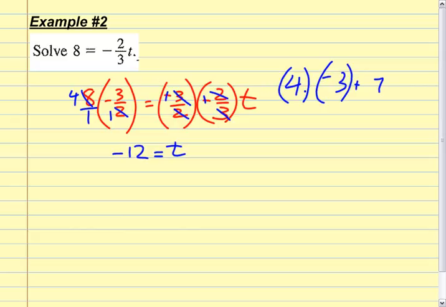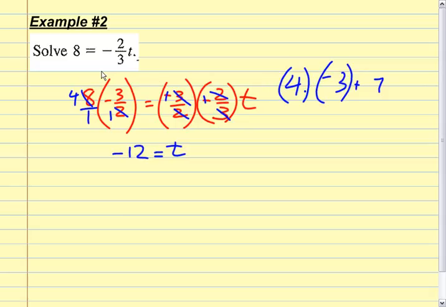All right? Would that make the fraction negative 2/3 positive? No, because remember, a reciprocal doesn't change the sign. The reciprocal of a negative number is a negative number. The reciprocal of a positive number is a positive number. Because remember, when you multiply reciprocals, you get 1. If you don't get 1, then it's not a reciprocal.